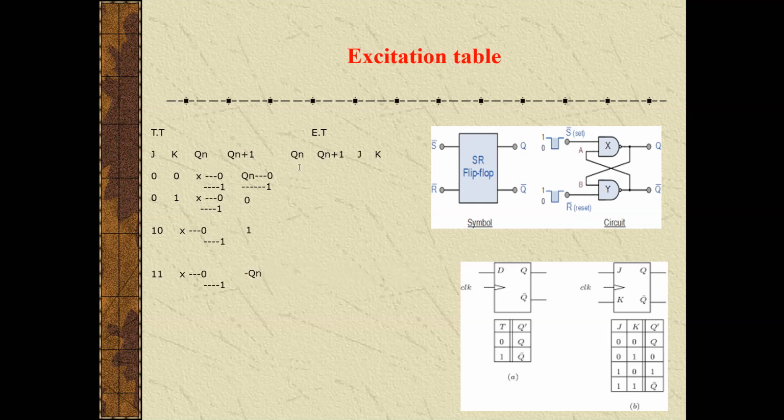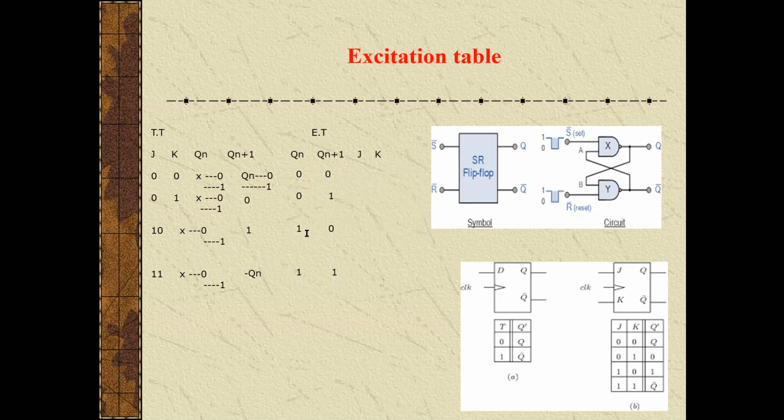So according to this, we have to write the excitation table. There are also 4 combinations: 0, 0; 0, 1; 1, 0; and 1, 1. So there are 4 possible combinations for present state and next state.